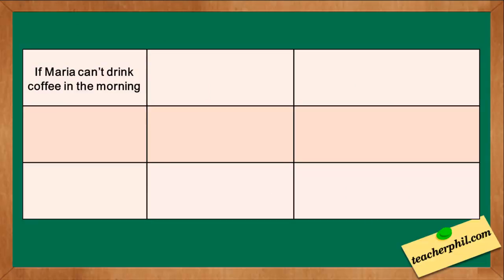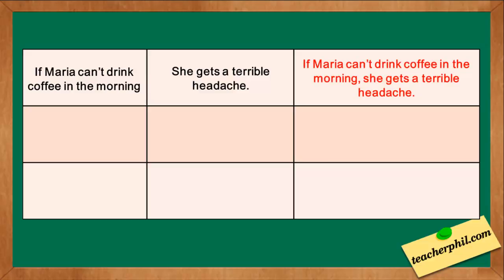The third one, if Maria can drink coffee in the morning, she gets a terrible headache. The answer is, if Maria can drink coffee in the morning, she gets a terrible headache. The if clause and the result clause are already in the present simple, so we don't need to change it.